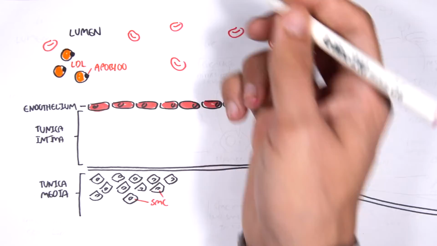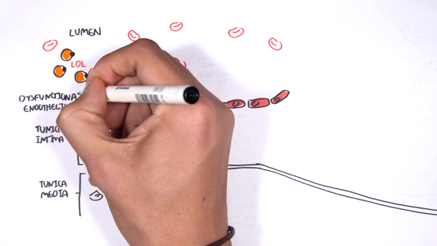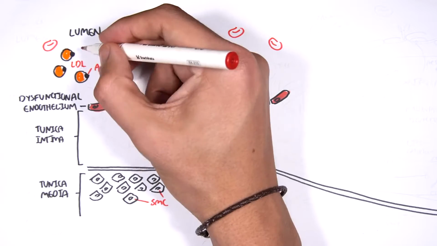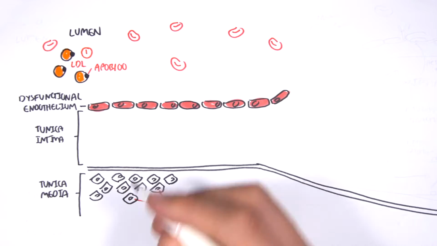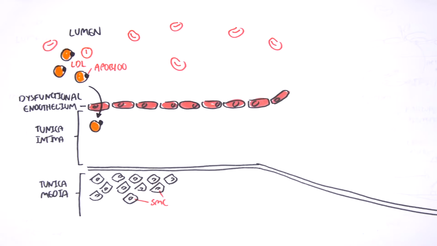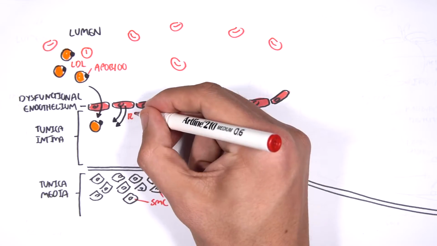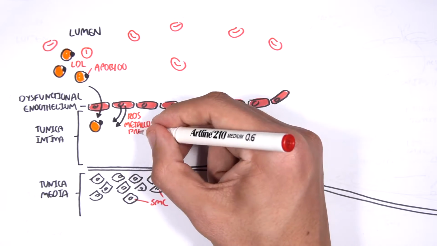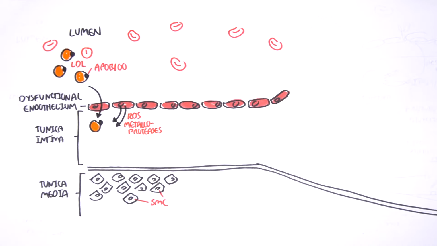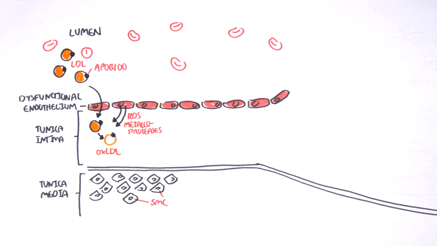Anyway, let's just say we have dysfunctional endothelial cells here. This allows a lot of LDLs to basically move into the tunica intima layer. When it moves into the tunica intima layer, the dysfunctional endothelial cells release reactive oxygen species and other enzymes such as metalloproteases, which will oxidize the LDL. So when the LDL is oxidized, it cannot actually leave the tunica intima. It's trapped.